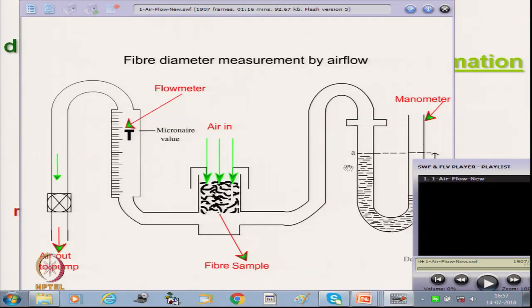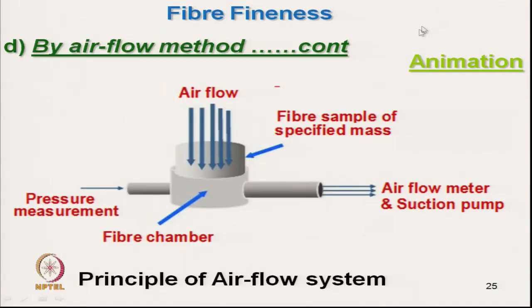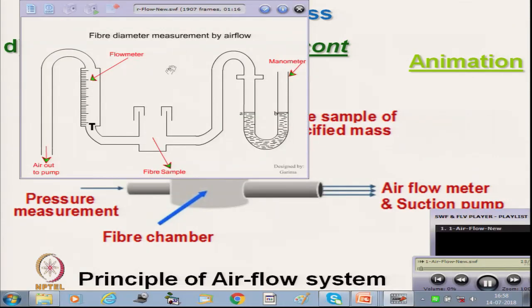And also, as I have mentioned here, this pressure difference has to be perfect. It is a constant pressure difference, then we can measure the flow rate. And this gauge, let us see once again, this gauge directly gives the micronaire value. So, for cotton it gives the micronaire value. How do we get this micronaire value on this gauge?